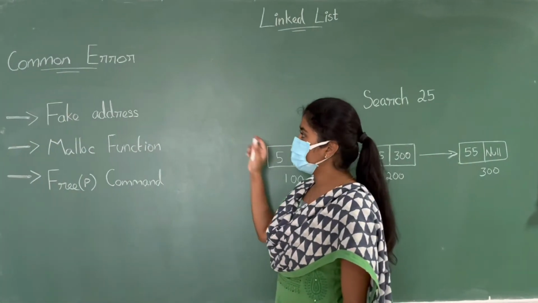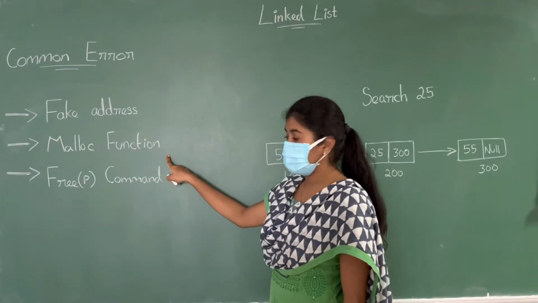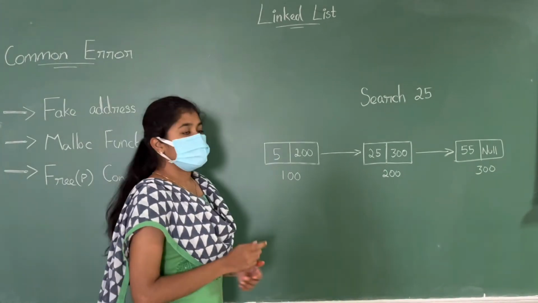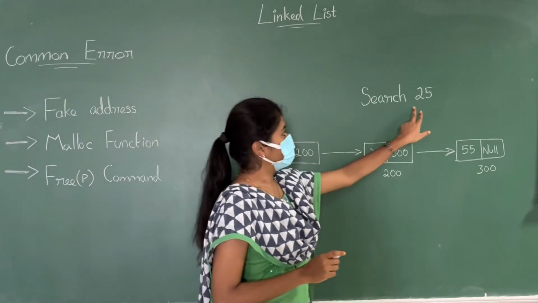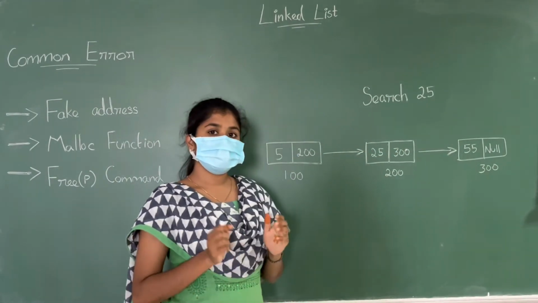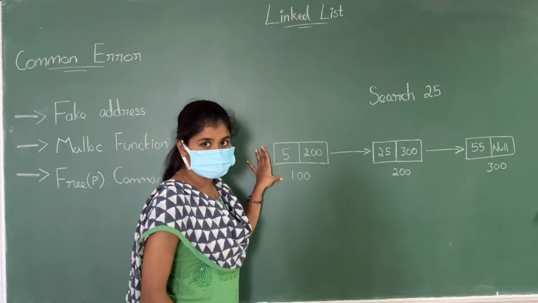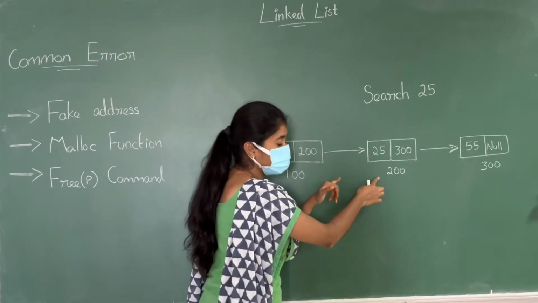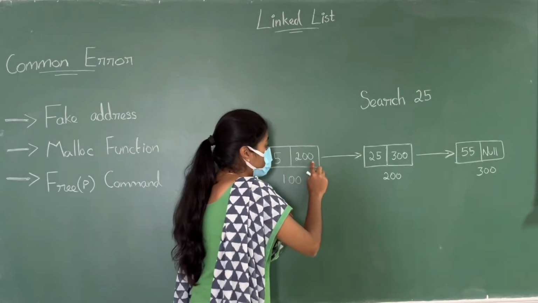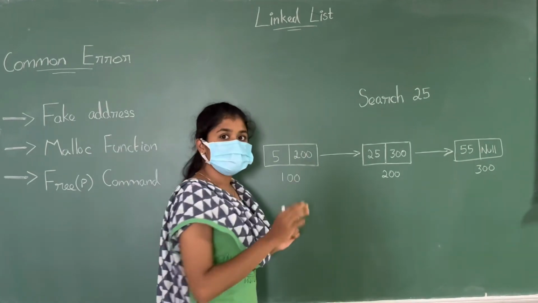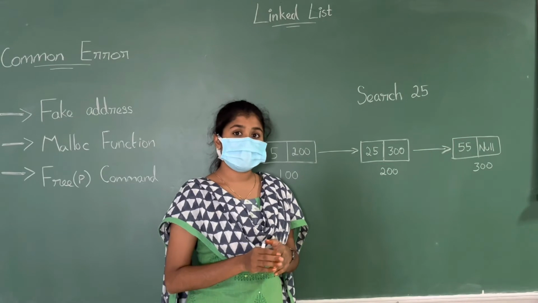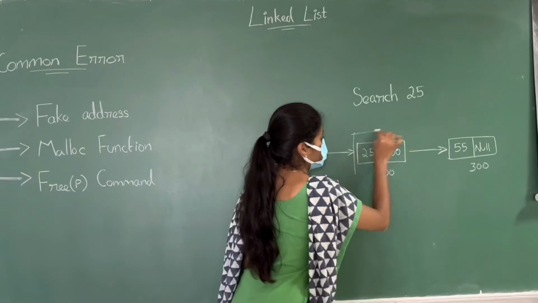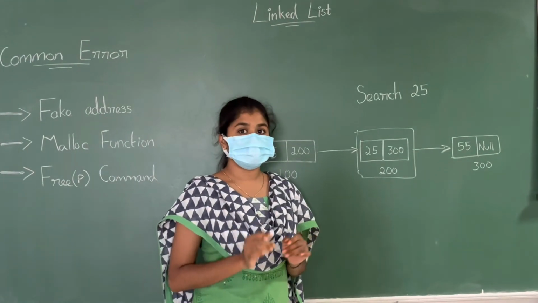Now, some of the common errors in linked list are the fake address, malloc function, and the free command. First, we look into the fake address. Let us consider a situation in which we are going to search the element 25. Usually, traversal starts from the first node, so this node will be referred first. Then, by using this address, the next node will be referred. But when we are referring this address 200, if the system throws an error of memory access violation or segmentation violation, this means this node is not properly initialized.